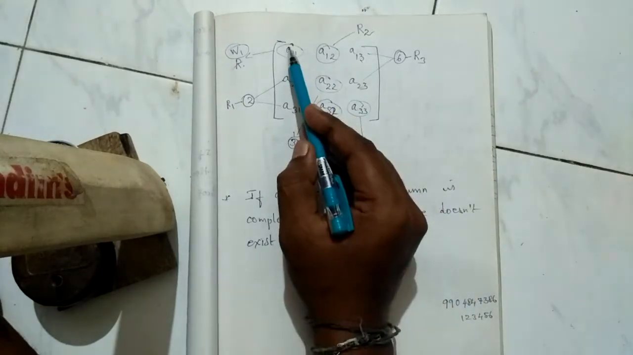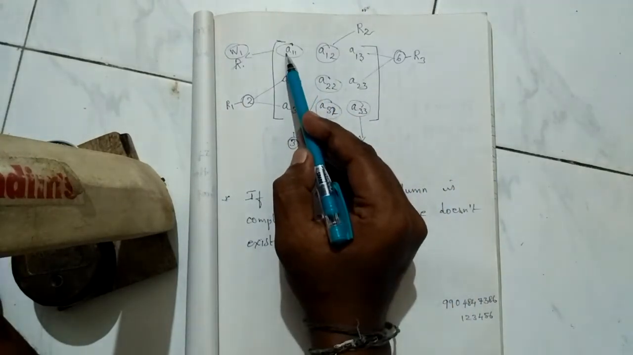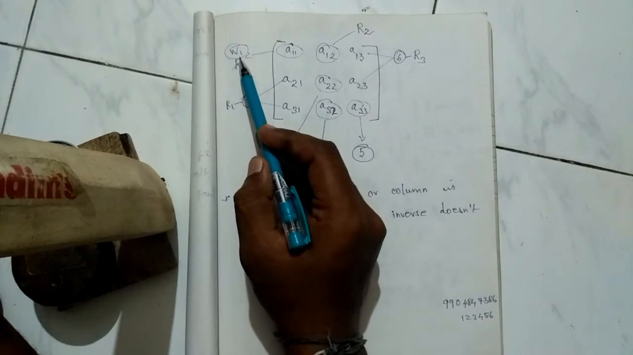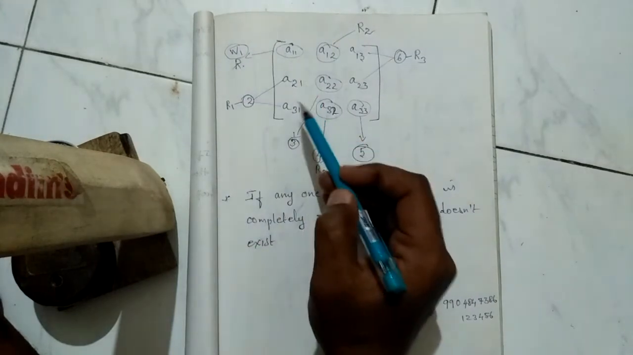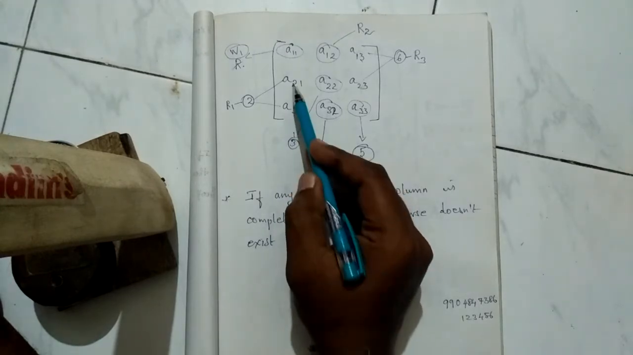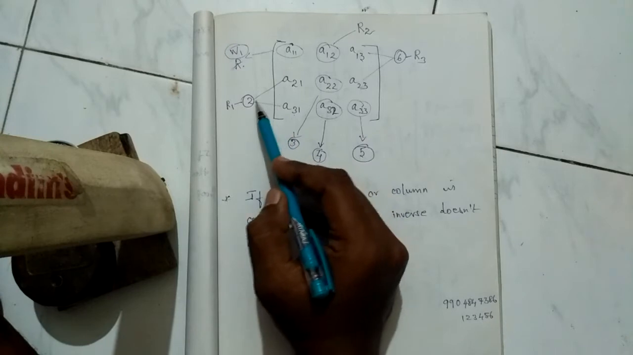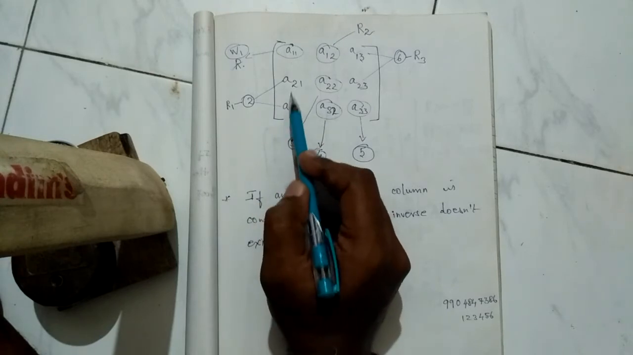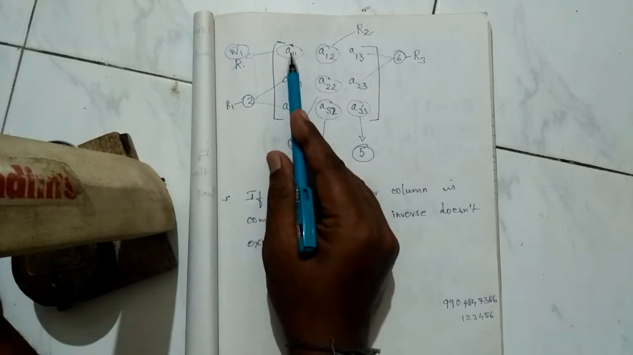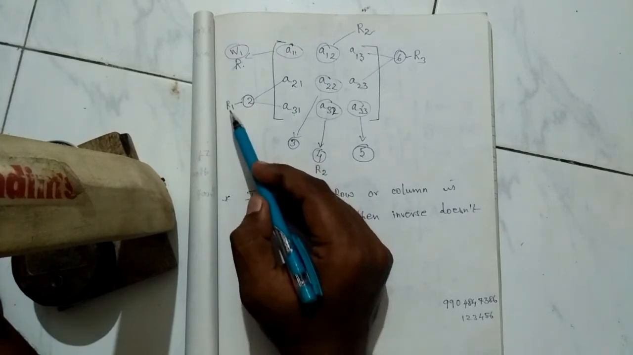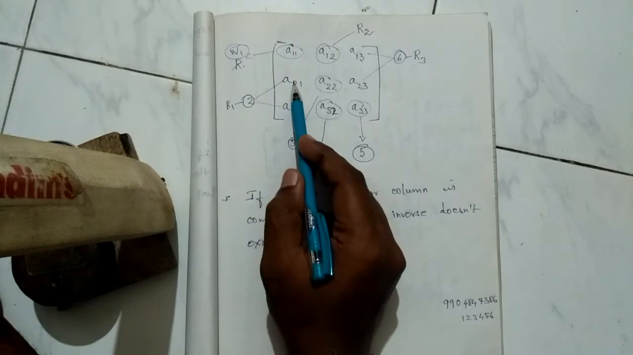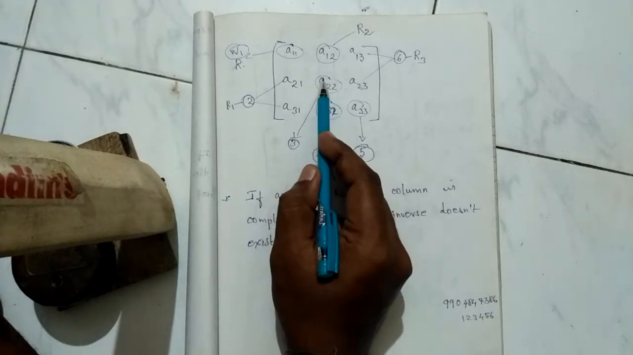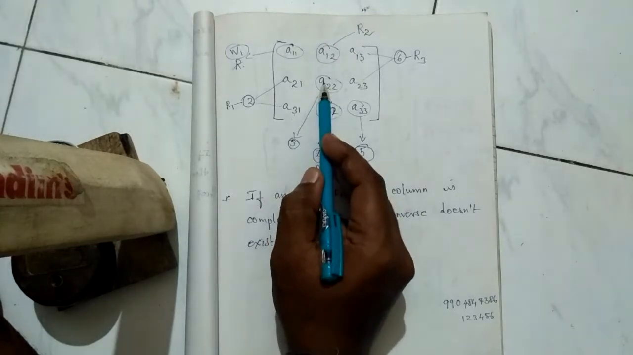First, this element a11, you need to make it 1. That is your work number 1. Next, simultaneously these two elements, you need to make 0. That is your work number 2. For making these two elements 0, you need to make use of row 1, so that is why I am writing row 1 here. After making these two elements 0 by using an elementary transformation, next you have to go to this one, a22. So make this element 1 now.